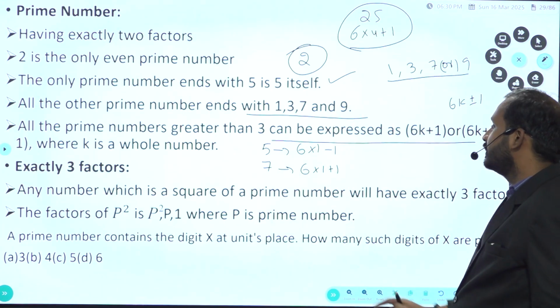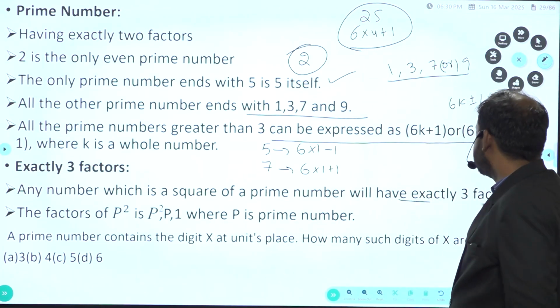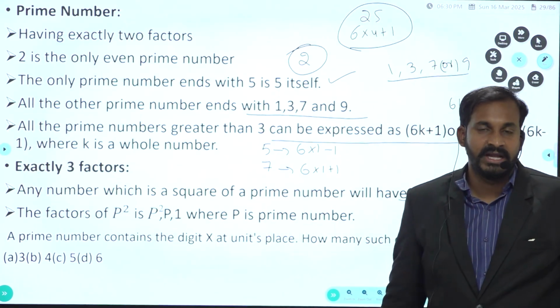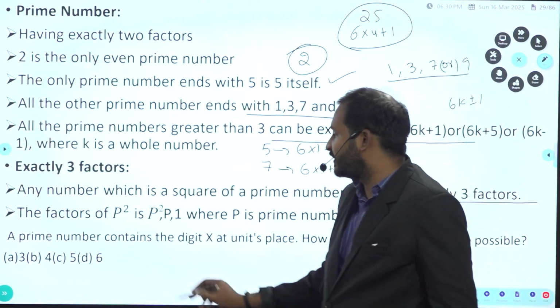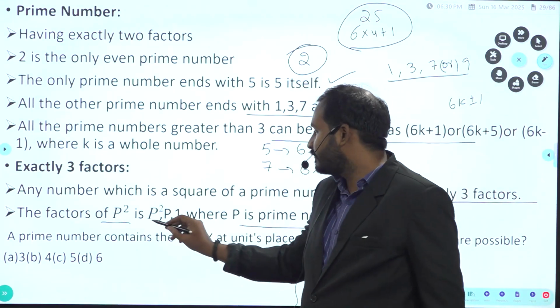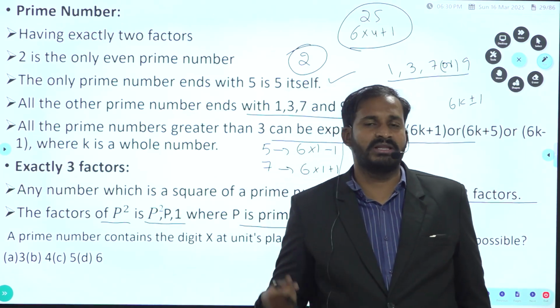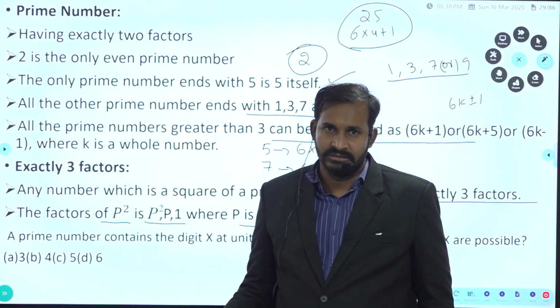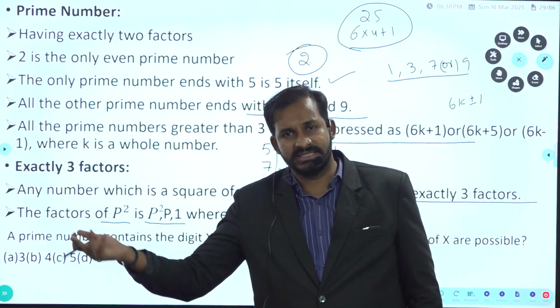Okay, the same thing we are writing here. Any number which is the square of a prime number will have exactly 3 factors. The factors of p square, where p is a prime number, are p square, p and 1. Just now we have seen, for 7, what are the factors? 1, 7 and 49. That means 1, p and p square, where p in that case is 7.